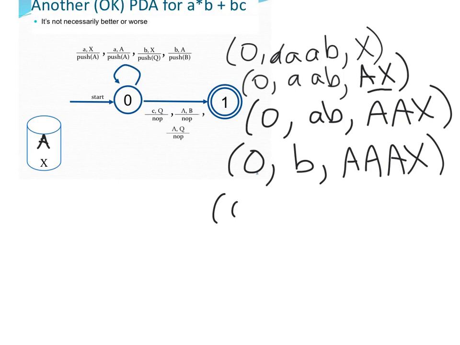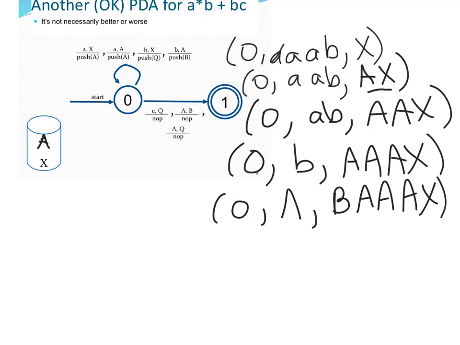So we are at state 0. Now we're down to lambda. We've used up all the letters in our string, and we're going to push a capital B on the stack. So it looks like this. And now, since we have a string that's lambda, we can say, oh, well, is state 0 an accept state? And the answer is no, 0 is not an accept state. So that's not going to work for us.